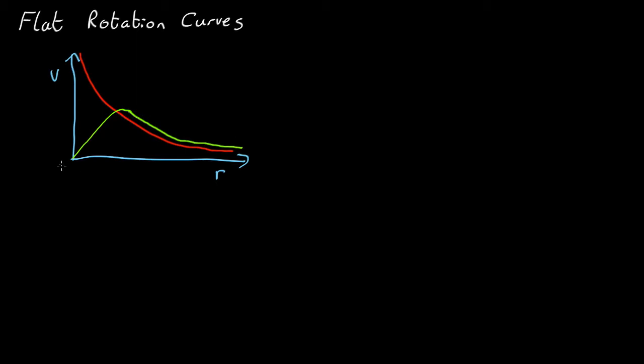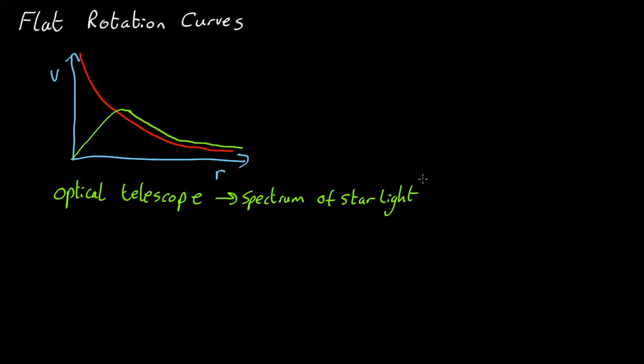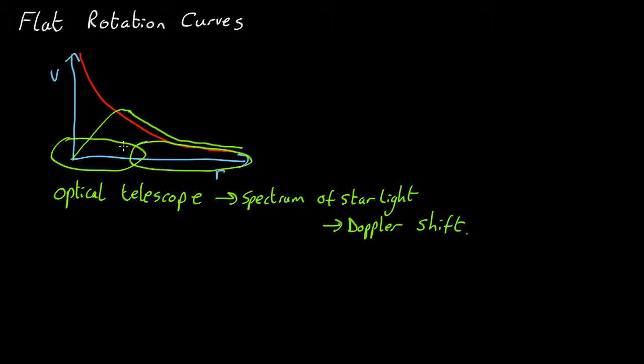If you're measuring it in the central regions where the stars are, you can use an optical telescope and take the spectrum of the stars and use the Doppler shift of the emission and absorption lines to measure how fast they're going. That's fine over here where there are stars to look at. How about further out here? Well, it turns out in places like that you normally need to use a radio telescope.